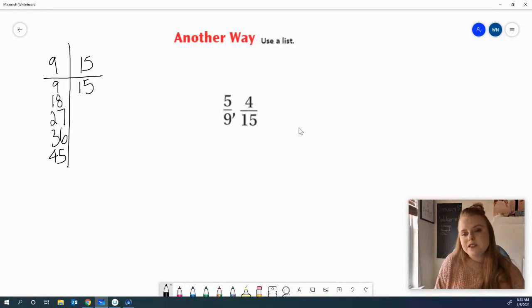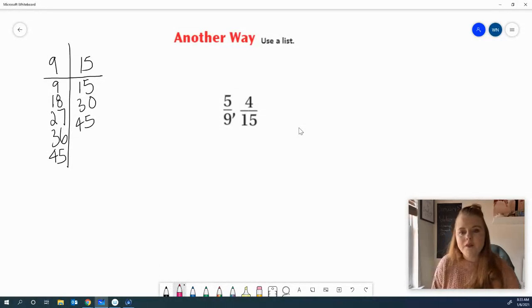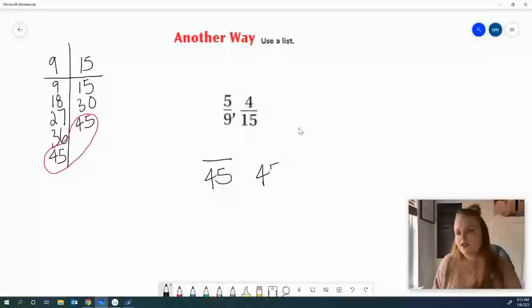15 times 1 is 15. 15 times 2 is 30. 15 times 3 is 45. Looky there. My common multiple is going to be 45. That's a lot smaller than 135. So all we're going to do, now that we have our least common denominator, is find our equivalent fractions.